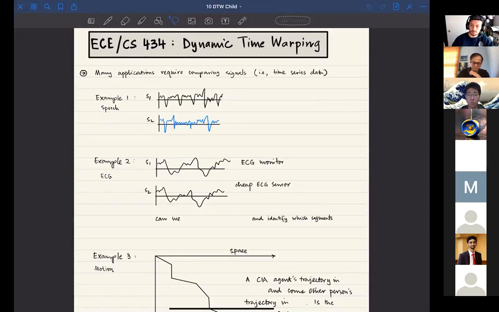So as I was saying, our goal today is dynamic time warping. This is an algorithm that's pretty popular, and we are going to look at this algorithm, and that's about it. This is a short class. I expect it to finish in half an hour, 40 minutes, and you're free to go.